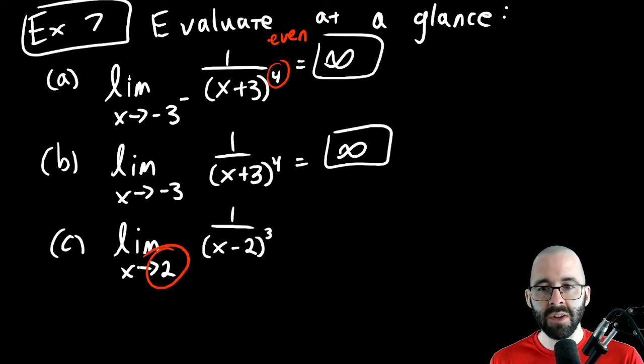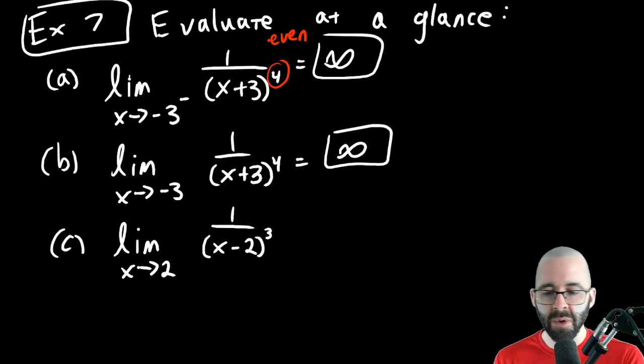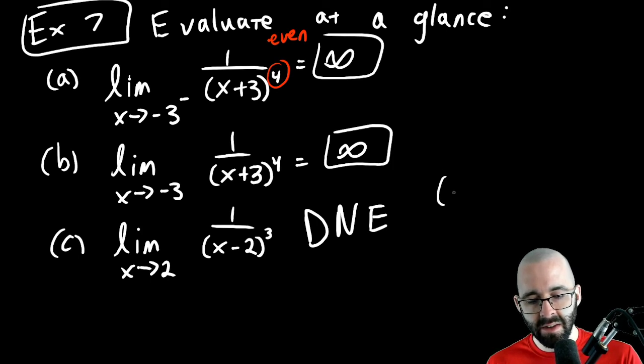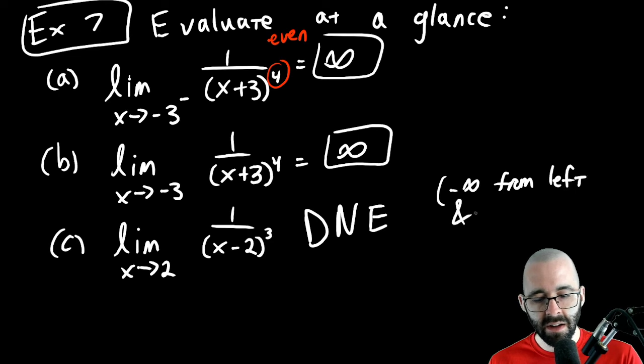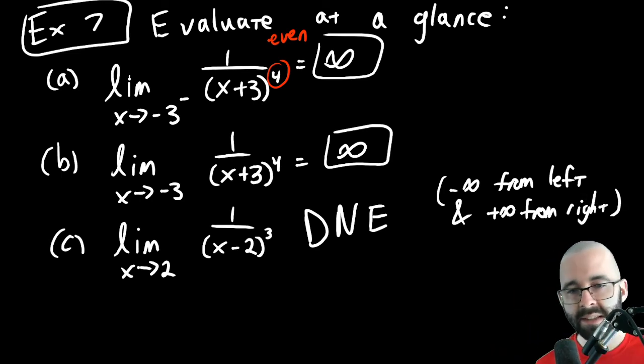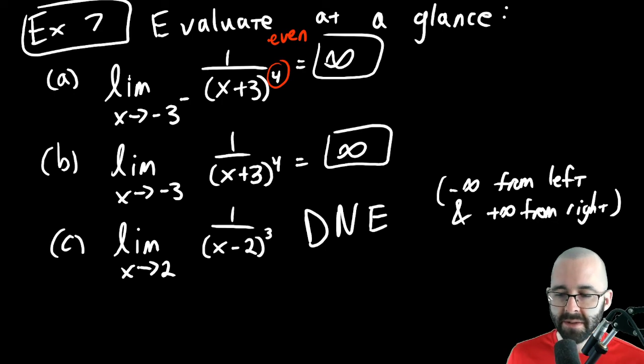We're asking about the two-sided limit here. So from the left it's negative infinity, from the right it's positive infinity. But if that's not the same thing, I keep writing an equal sign, it doesn't equal anything. This doesn't exist. It's negative infinity from the left and positive infinity from the right. That's how we can apply a bunch of different topics.